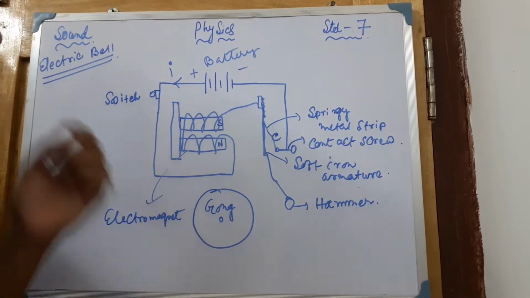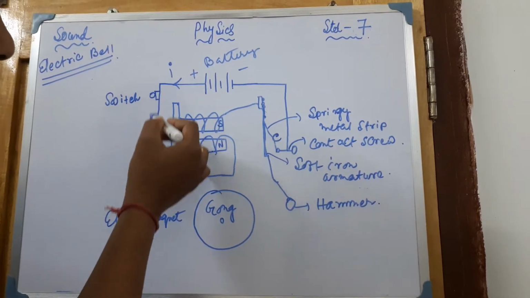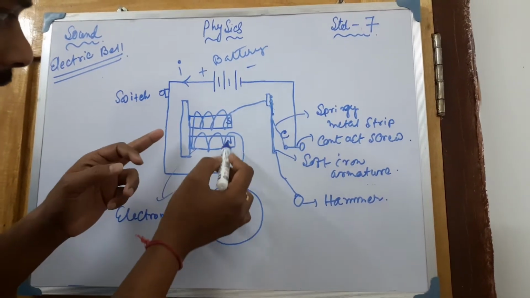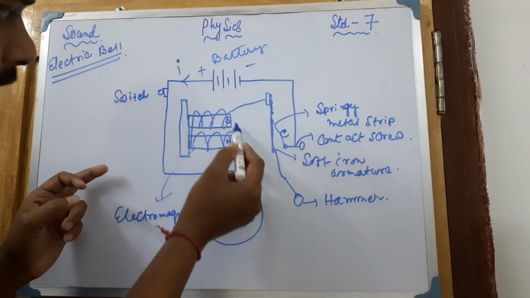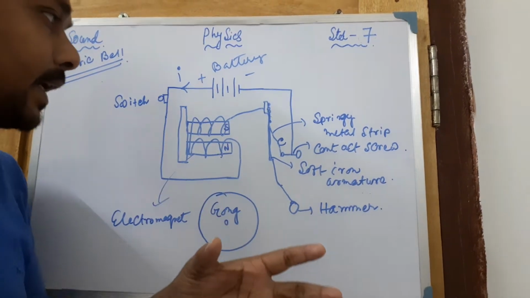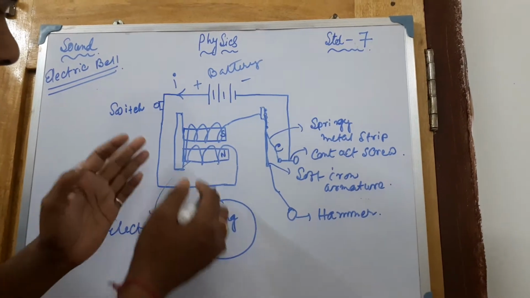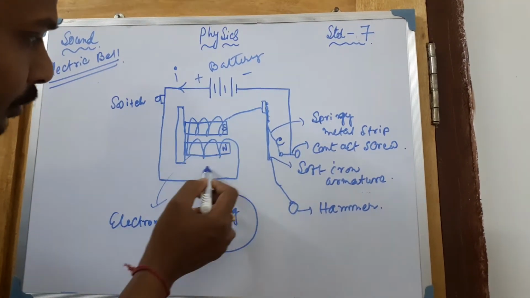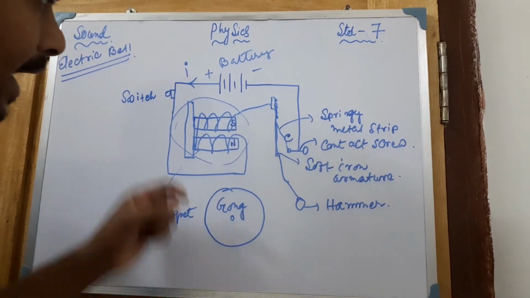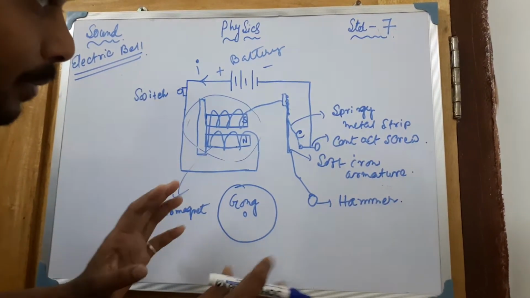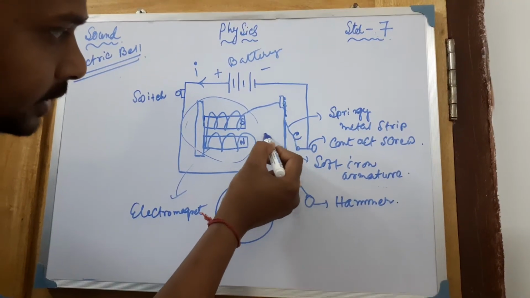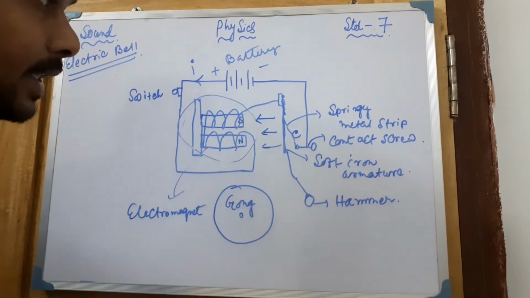Now look, when the current passes through that, what will happen? This is the electromagnet. The electromagnet acts only when the current is there. If current is there, then this portion will behave like a magnet, and this portion will behave like a magnet. Then what will this magnet do? This magnet will attract these whole things toward this side.